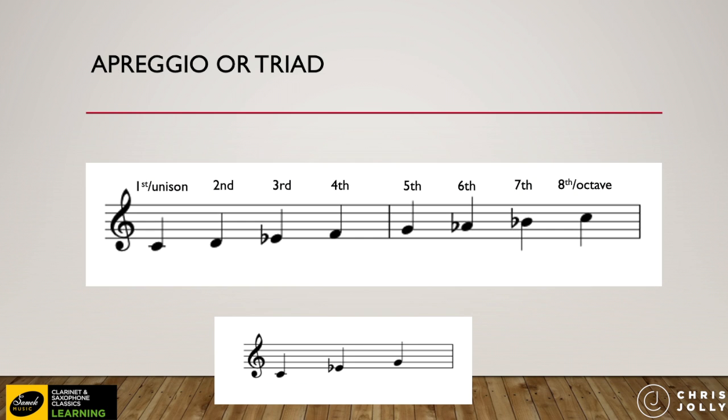The next is our minor. The same thing can be applied with our minor. So we can see that we've got the first, the lowered third there, and the fifth. Again, it's just our minor arpeggio or triad if those three notes were played at the same time.